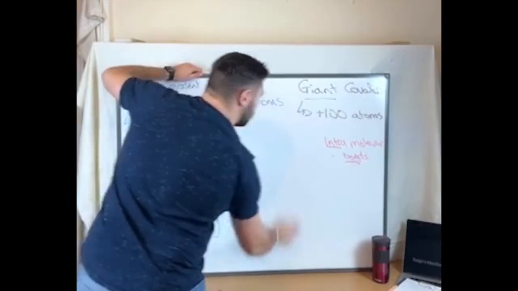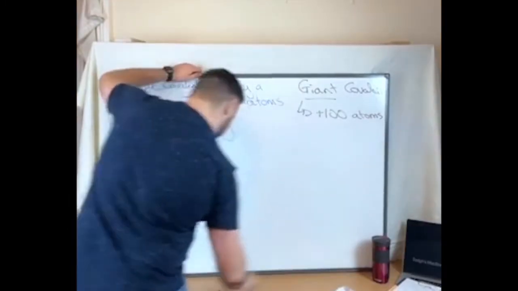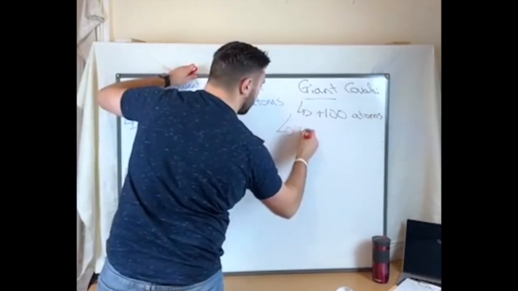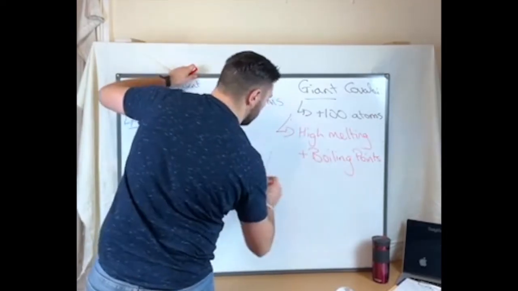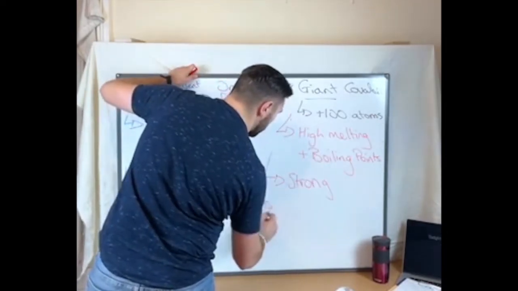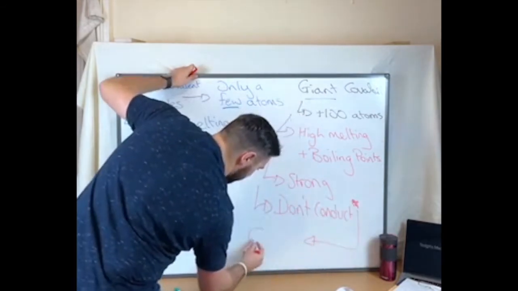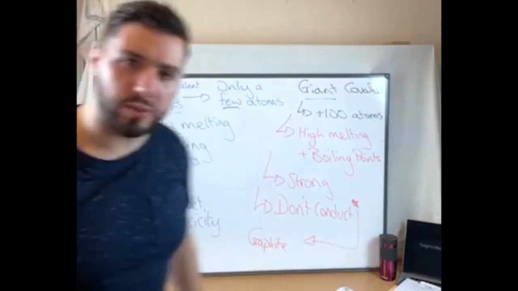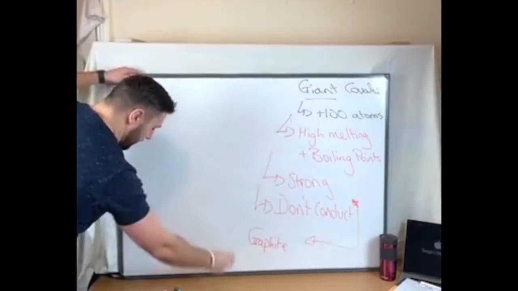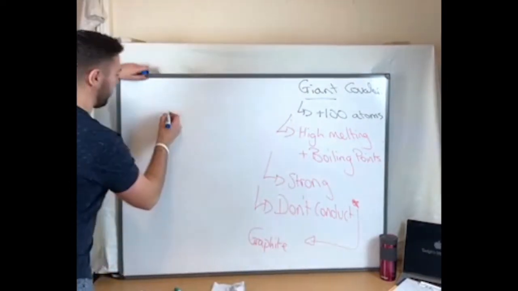So the properties of your giant covalent structure is that it has high melting and boiling points. Okay? They're very strong. And they don't conduct. Graphite is your exception. So if graphite's the exception, I might as well show you what's happening with graphite. Graphite is slightly different because graphite will have 3 bonds.